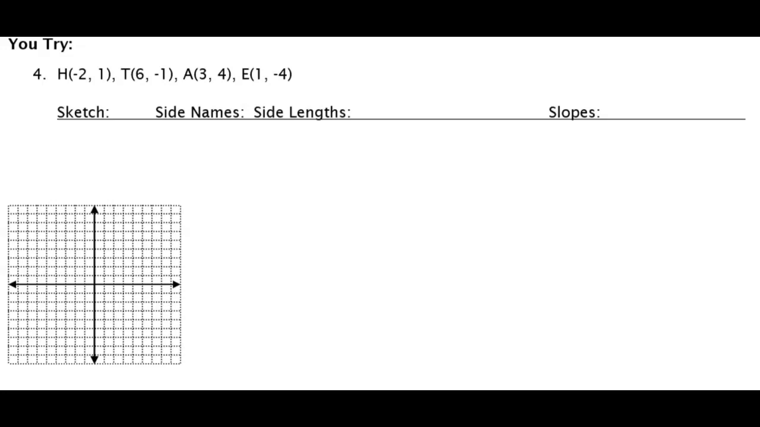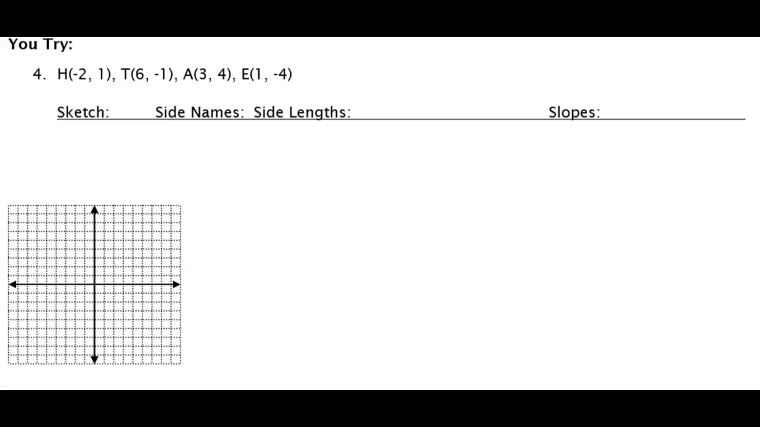We're given 4 vertices of a quadrilateral, and we want to figure out several things about it. First of all, we want to sketch a picture of it so we have an idea of what it's going to look like. What are all the side names? We then need to calculate the side lengths and the slopes. So the first thing is, let's draw a sketch.